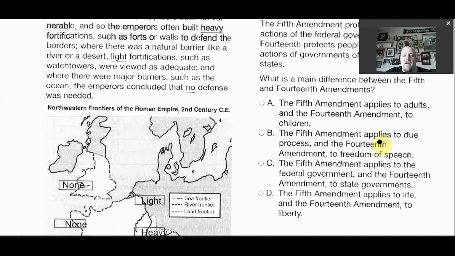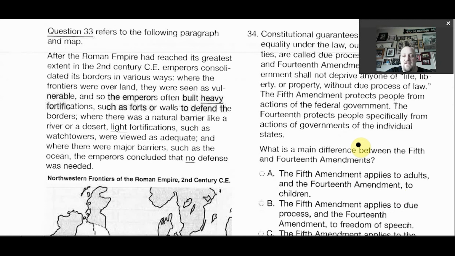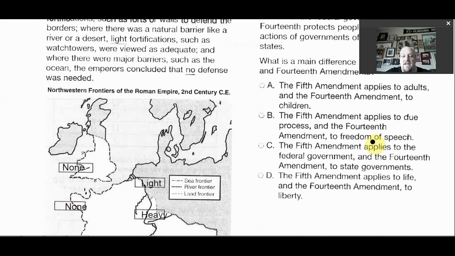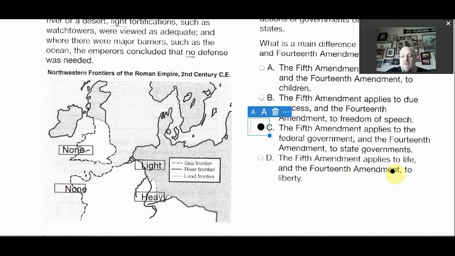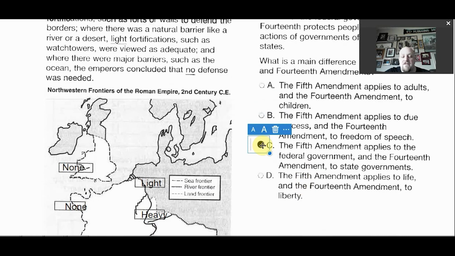The Fifth Amendment applies to the federal government and the 14th to the state. So it says that right here. The Fifth Amendment protects people from the actions of the federal government. The 14th protects people from the actions of the government of the states. So your answer is C. And then the Fifth Amendment applies to life and the 14th to liberty. Nope, they both apply to life, liberty, and the pursuit of happiness. So your answer here is going to be C.